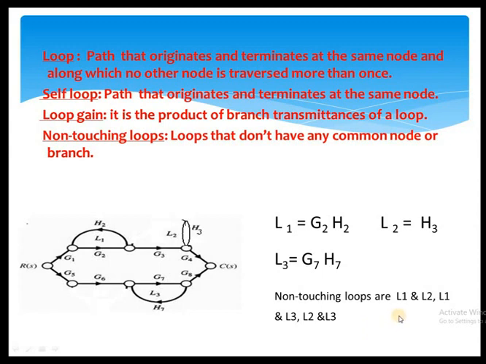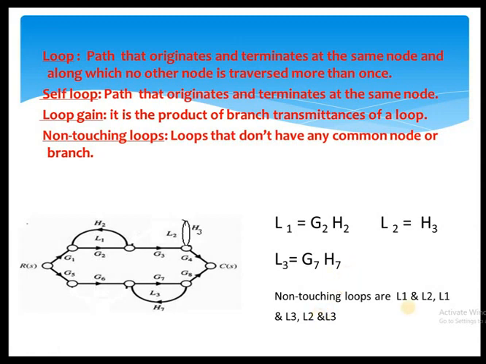If you want the gain values of these non-touching loops, just multiply the gain values of L1 and L2. That is L1 L2, which is G2 H2 into H3. This is the gain value of the first non-touching loop. The second non-touching loop is L1 and L3. Just multiply these gain values, and you will get the gain value of the second combination. And the third combination is L2 and L3. Just multiply these gain values, H3 into G7 H7. It is the gain value of the third combination of non-touching loops.